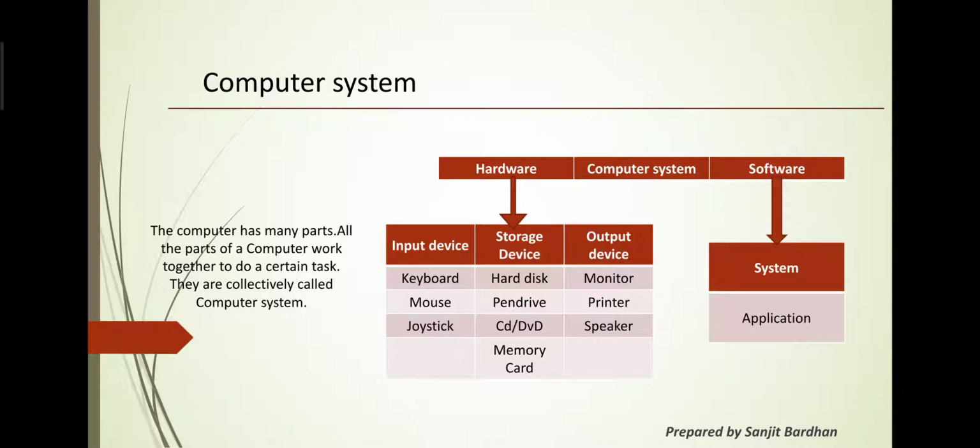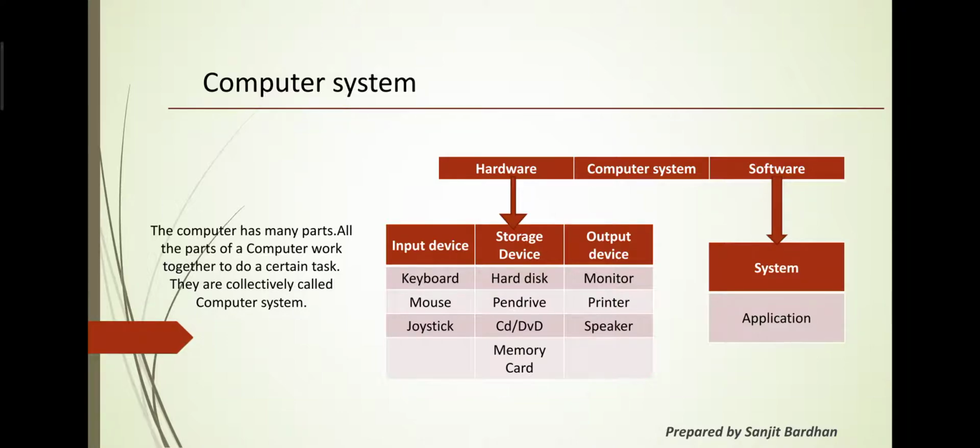The input device is mainly used for giving instructions to the computer. Now examples of a storage device: hard disk, pen drive, CD, DVD, memory card. The storage device is mainly used for storing data on a computer. The next example is output devices: monitor, printer and speaker. The output device is mainly used for showing the result after processing.